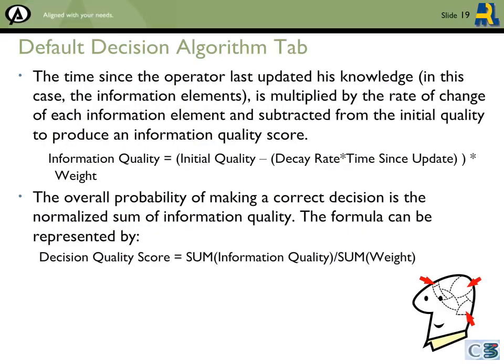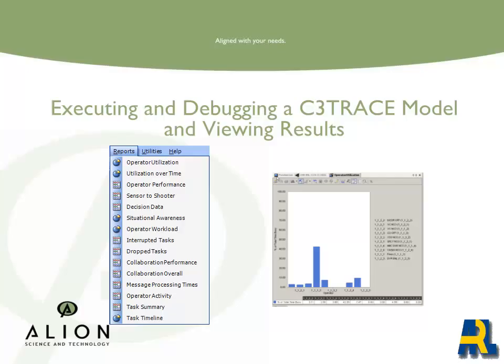The algorithm used to determine the quality of each information element at any point in time is: information quality equals the initial information quality minus the decay rate times the time since update times the weight. Whenever a decision needs to be made, C3TRACE calculates a decision quality score by normalizing the information quality of all elements needed to make decisions.